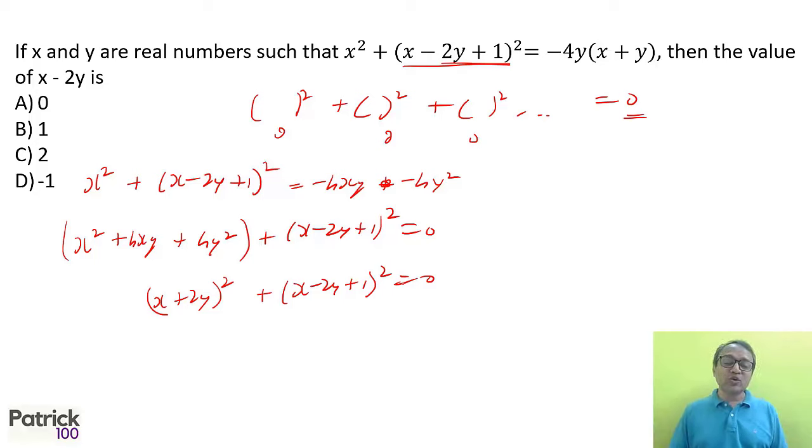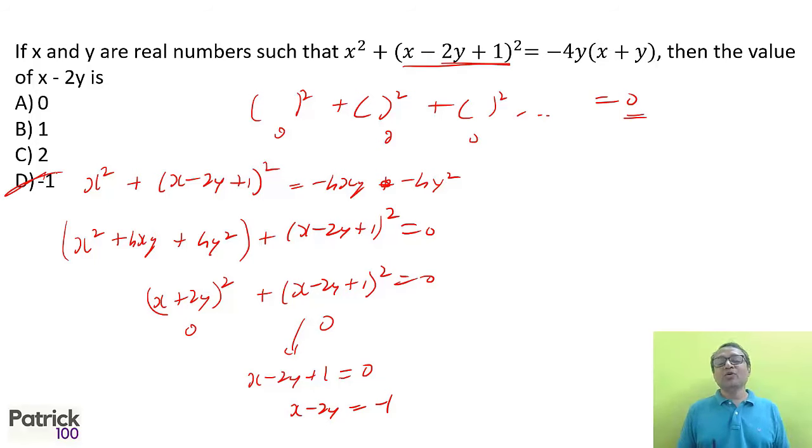So now we have square and square equal to 0. So each individually is 0. So we write the second part, x minus 2y plus 1 equal to 0. So what you get is x minus 2y equal to minus 1, D option, because individual value becomes 0. So you get x minus 2y is equal to minus 1. That's what is asked, x minus 2y.